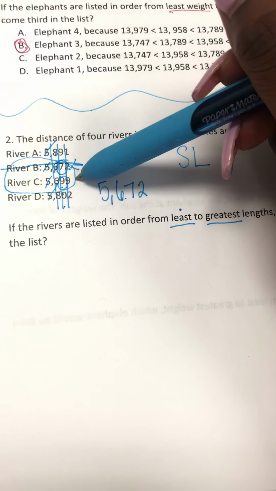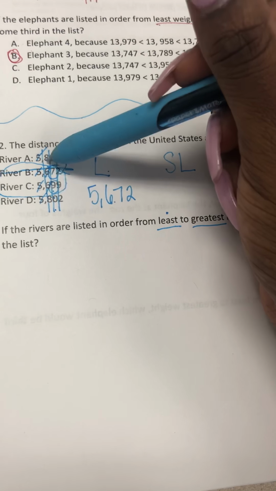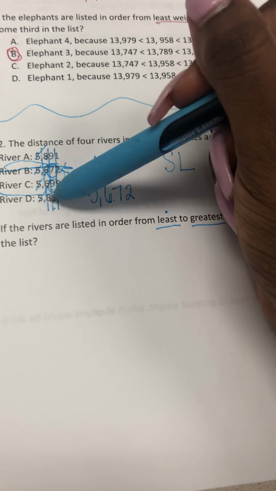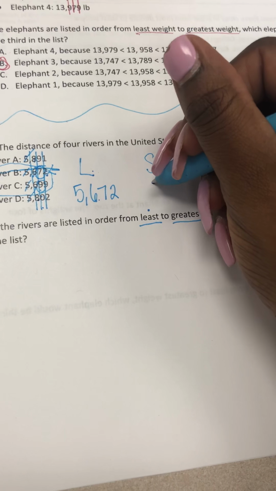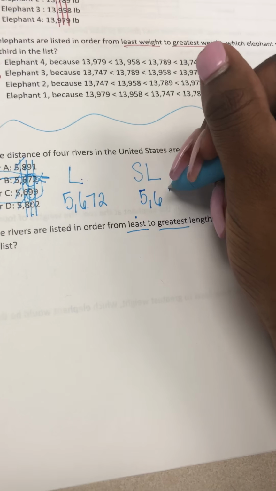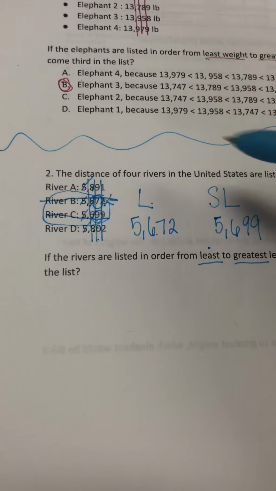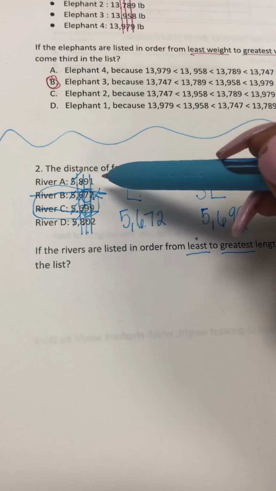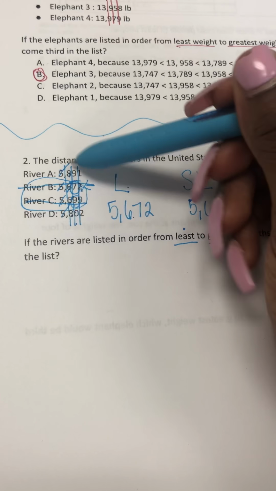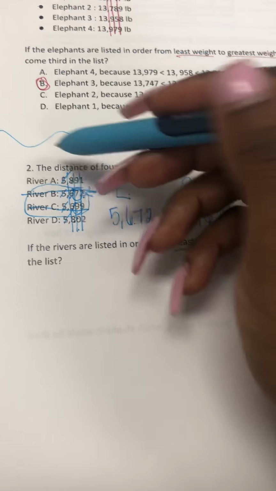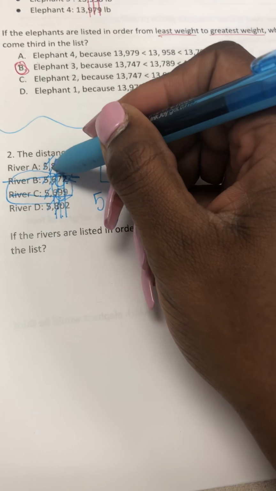Next, I know river C is my second least number because the 6 is smaller than this and also smaller than this 8, and we already dealt with this. So this is my second least number, 5,699. Next, I'm going to go back to my other 2 numbers. Again, we know these 2 are greater than these 2 because of this 8 in the hundreds place. Because the 8s are the same, I'm going to cross it out and go to the next place value.